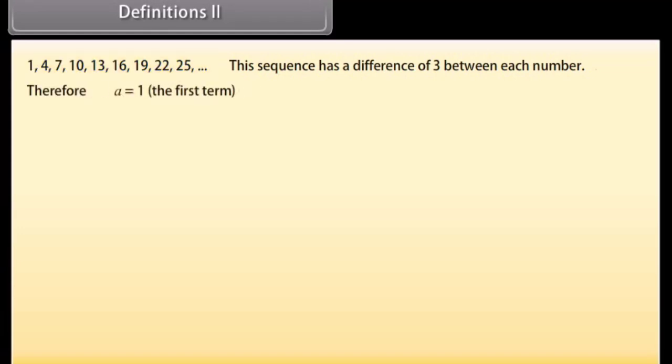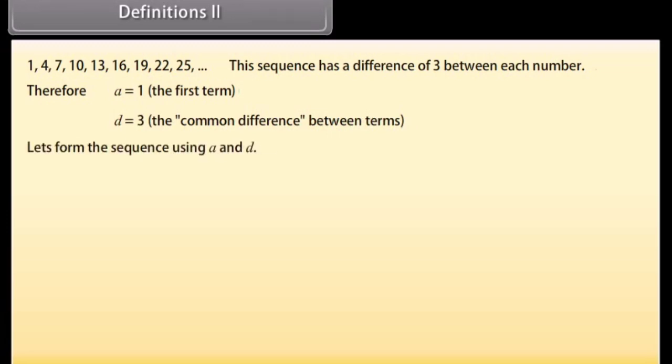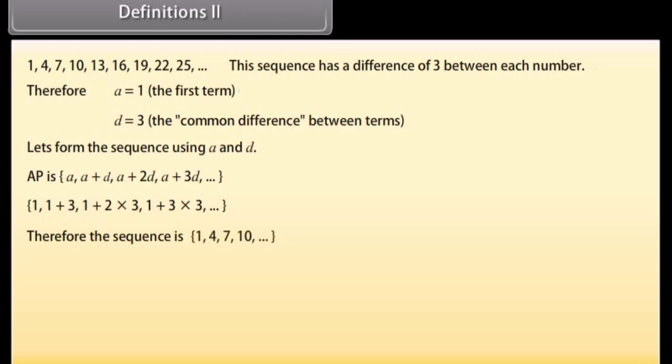Definitions 2. Look at this example now. We can see that this sequence has a difference of 3 between each number. Therefore, A is equal to 1, the first term, and D is equal to 3, the common difference between terms. Let's form the sequence using A and D. We know AP is equal to A, A plus D, A plus 2D, A plus 3D, and so on. Substituting the values of A and D, we get 1, 1 plus 3, 1 plus 2 into 3, 1 plus 3 into 3, and so on, which gives the sequence 1, 4, 7, 10, and so on.